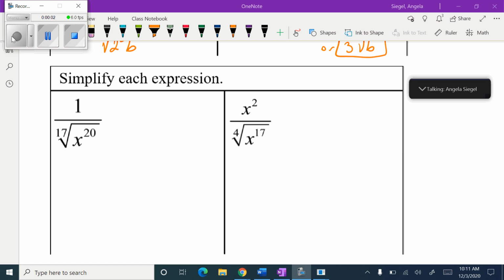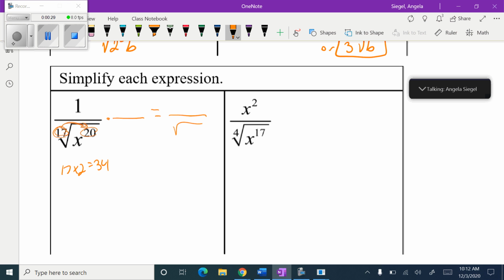Okay, so let's do a couple more strange ones with these exponents. So we want to get to just a nice number. So this is 17, which does not go into 20 evenly. So 17 times 2 is 34. So I'm going to shoot for that.